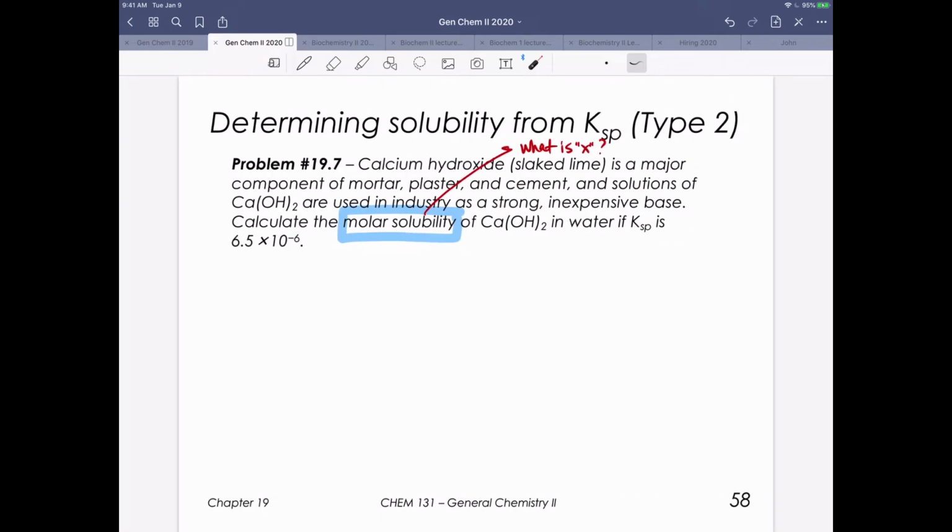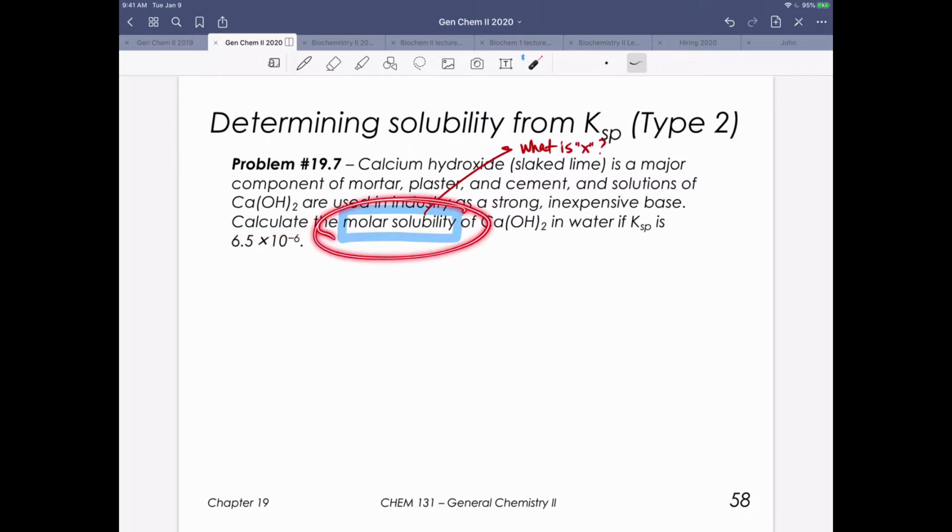All right, moving on to a few type 2 problems. So calcium hydroxide, another one of these species that's sparingly soluble. Again, a little bit of a backstory here. It's a major component of mortar, plaster, and cement, and solutions of calcium hydroxide are used in industry as a strong and inexpensive base. Okay, so it says calculate the molar solubility.